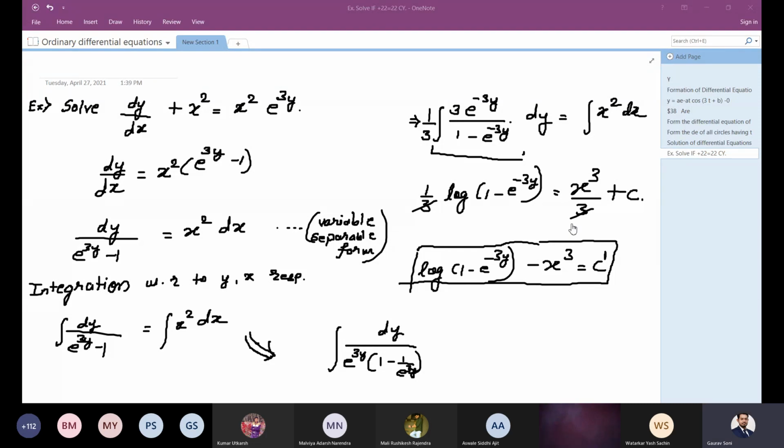Okay. Is this clear? So after that, what I can do is write the denominator e to the power 3y as e to the power minus 3y.